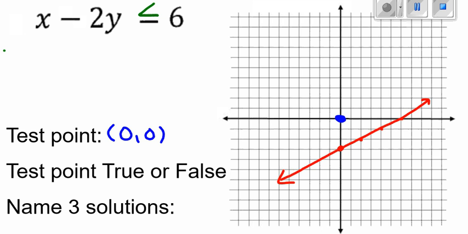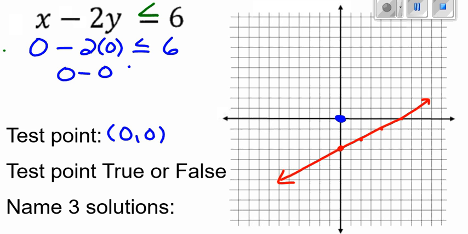That means I'm going to plug in 0 for x and 0 for y, and see if that makes my equation true. So 0 minus 2 times 0 is 0, less than or equal to 6. Is 0 less than or equal to 6? Well, of course, 0 is less than 6. That is a true statement.